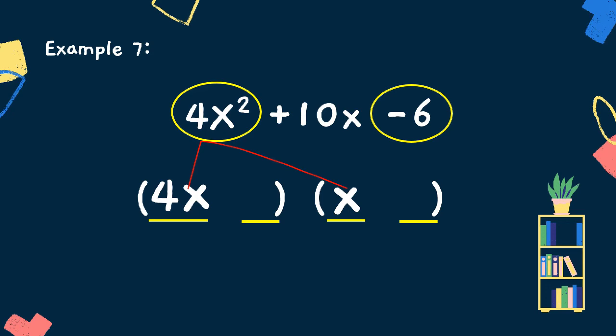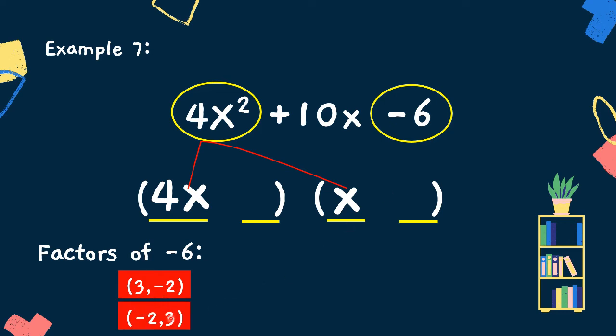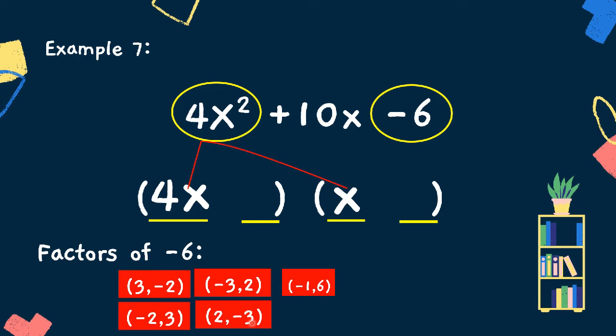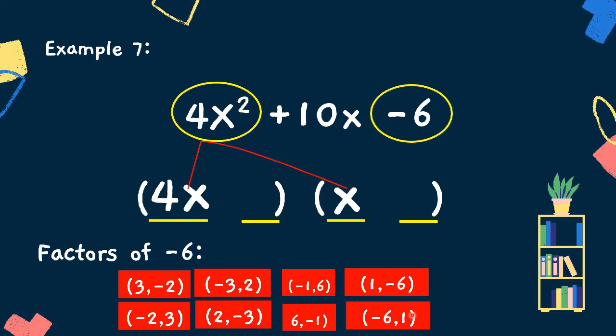Next, look at your third term. Identify the factors of your third term. These are 3 and negative 2, or negative 2 and positive 3. We also have negative 3 and positive 2, 2 and negative 3, negative 1 and 6, or 6 and negative 1, and positive 1 and negative 6, or negative 6 and positive 1. Here we will try all the factors until we find the real factors of our given polynomial. We will try the first one, which is positive 3 and negative 2.